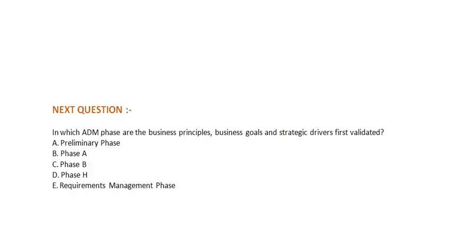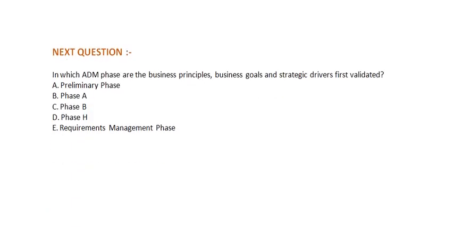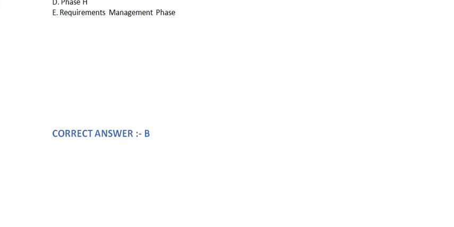Next question is, in which ADM phase are the business principles, business goals and strategic drivers first validated? Option A, preliminary phase. Option B, phase A. Option C, phase B. Option D, phase H. And option E, requirements management phase. The correct answer is option B.